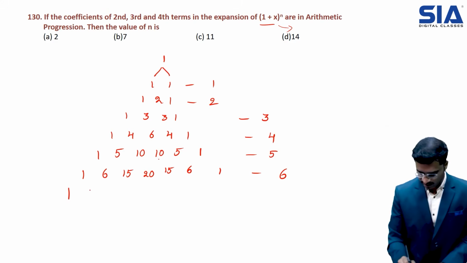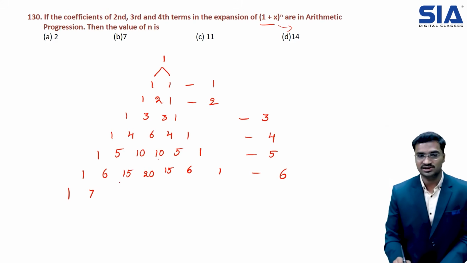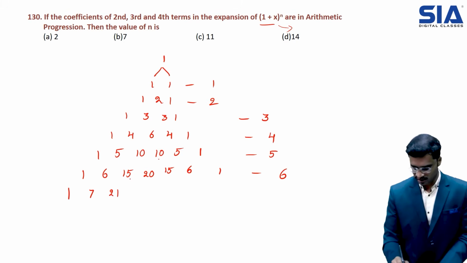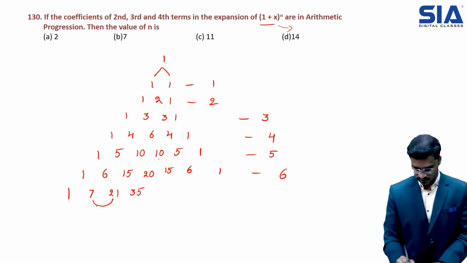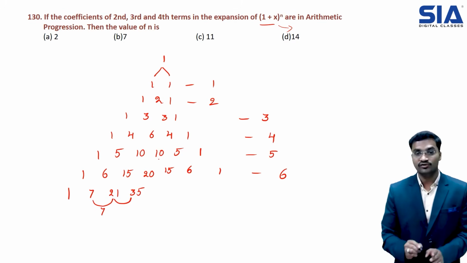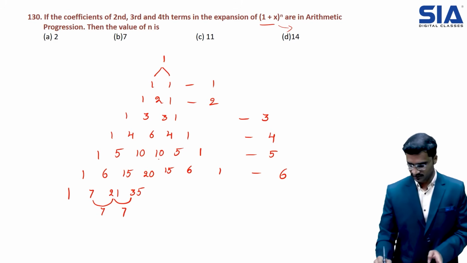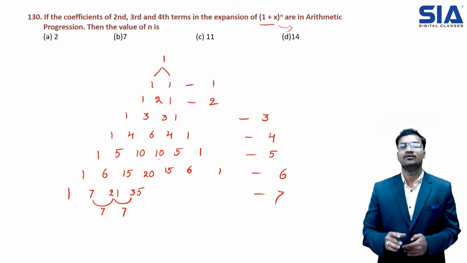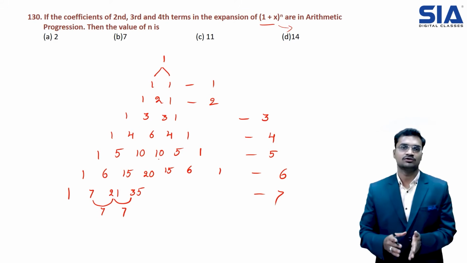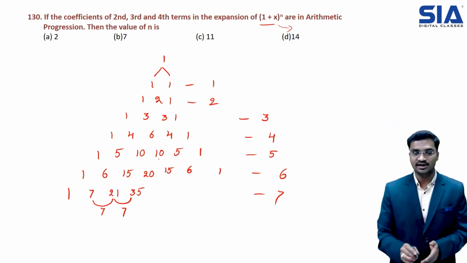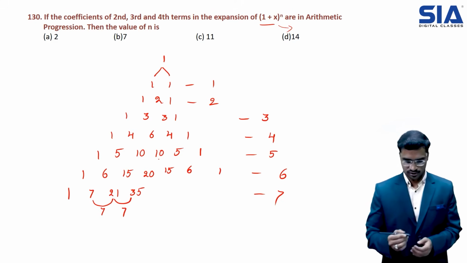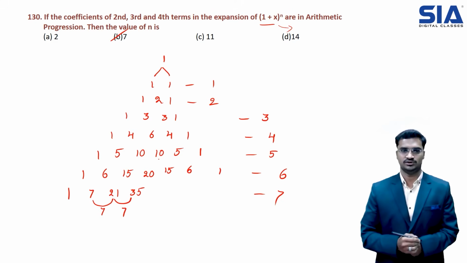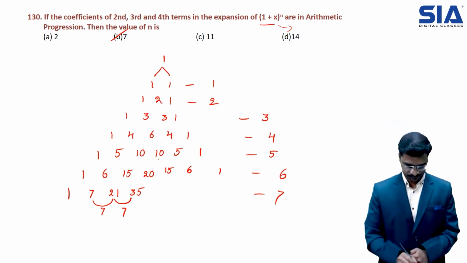Let us see 1 7. 6 plus 1 is 7. 15 plus 6 is what? 21. 20 plus 15 is 35. So after seeing this, from 7 to 21, 14 common difference. Then 21 to 35, there is also 14 common difference. So I can say that whenever the expansion is to the power of 7, the second term, third term and fourth term are in arithmetic progression. So the n value should be 7. So our answer is 7, which is option B.